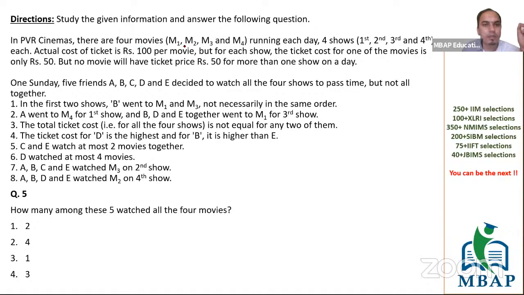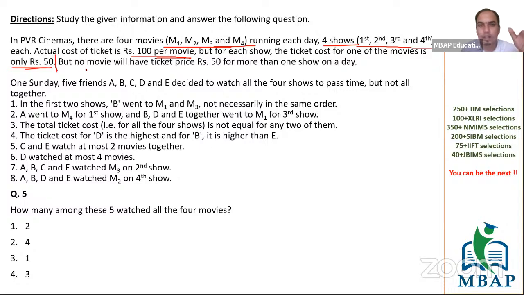Now in PVR, there are four movies, each running each day, so we have four shows: 1, 2, 3, 4. The actual cost of a ticket is rupees 100 per movie, but for each show, the ticket cost for one of the movies is only rupees 50.